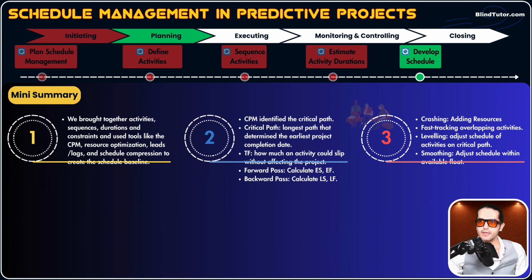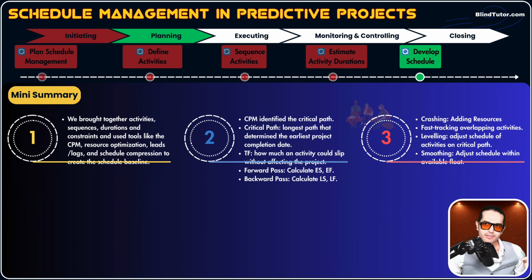Then we had schedule compression techniques. We had fast tracking and we had crashing. What's crashing? Crashing means adding more resources. Guys, whenever the sponsor comes to you and says, hey, we want to finish the project earlier, do something, you apply crashing or fast tracking. Crashing means adding more resources. When we add more resources, our cost increases.